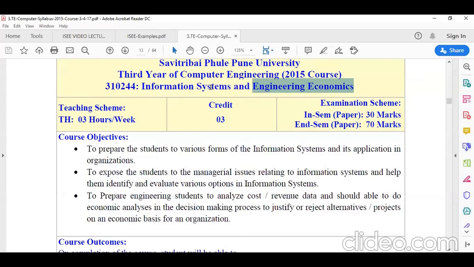Yes, sir. So now in this subject, information system is quite related to our field, in the sense of computer science and IT. But the second part, engineering economics, is slightly irrelevant to our field. But even though it is not relevant to our field, it is very important if you consider extra knowledge. Extra knowledge in the sense what? When you see the syllabus points, you will understand what it means.